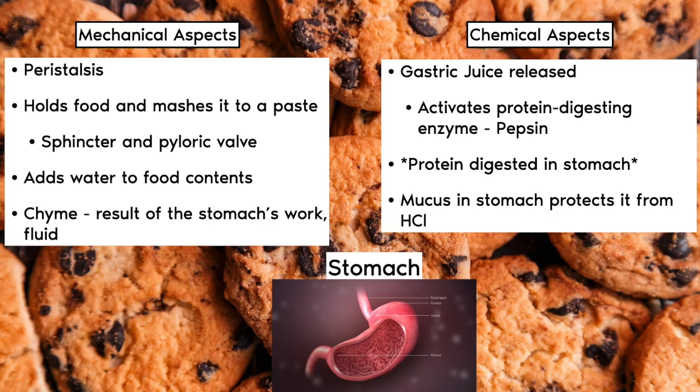And it's important to note that the mucus in the stomach protects it from hydrochloric acid, or HCl. If we didn't have mucus lining our stomach, the stomach is a muscle, which means it's made up of protein. So it could actually start to digest itself, which would be completely undesirable. So the stomach has this mucus protecting it so that it can stay active and healthy.